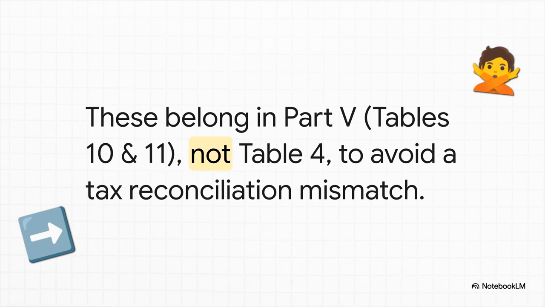Okay, listen up, because this is absolutely crucial. That March invoice does not go in Table 4. Why? Because if you put it there, the system sees a liability for which no tax was paid in that year. That's an instant red flag, and it'll trigger a mismatch. Instead, these spillover transactions are quarantined in Part 5. That's Tables 10 and 11 to keep your annual tax reconciliation perfectly clean.